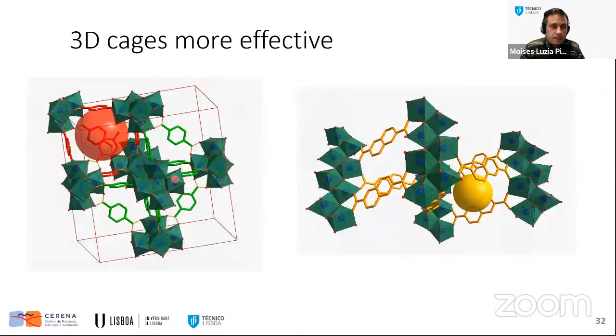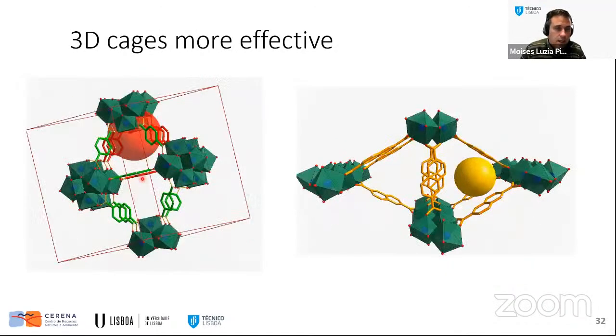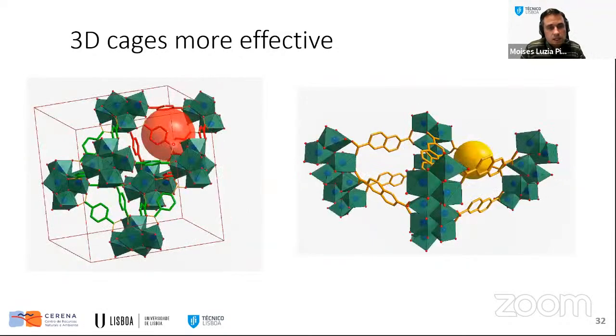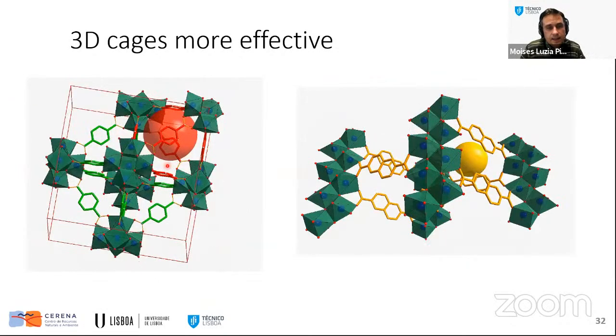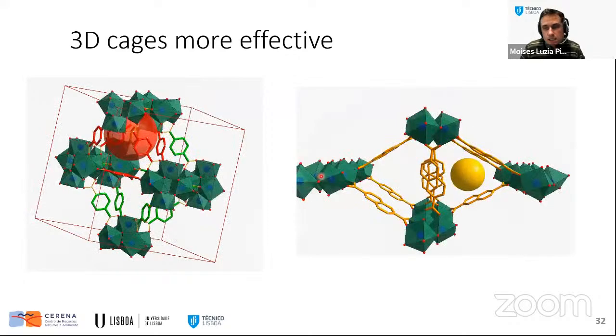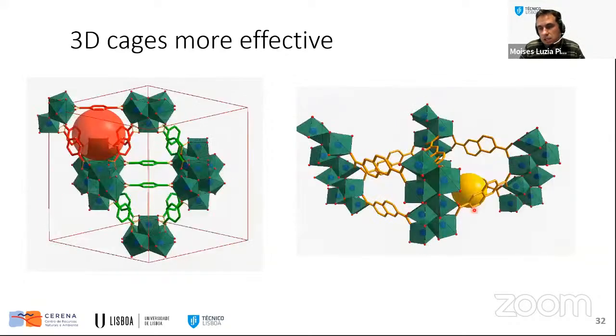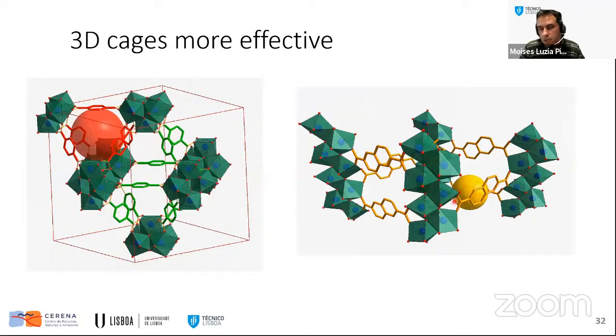And in fact, our understanding is that when the molecules are in three-dimensional pores, they can interact with more linkers. In this case, as you can see in here, the linkers are not fully aligned in these chains. So it means that one adsorbed molecule can interact only with one of the linkers inside. So in this case, this is not so effective.